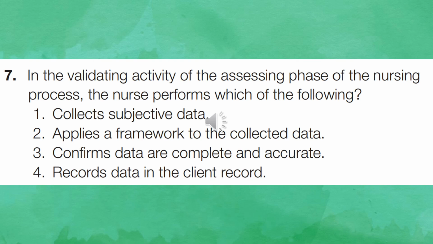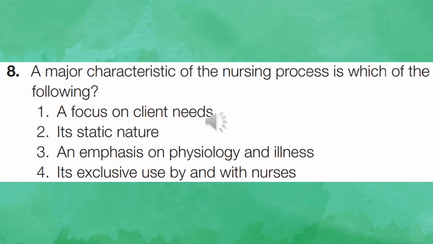Okay, question number 8. A major characteristic of the nursing process is which of the following? 1. A focus on client needs. 2. Its static nature. 3. An emphasis on physiology and illness. 4. Its exclusive use by and with nurses. Okay, what's your answer, class? What's your answer? So the correct answer is 1. A focus on client needs.